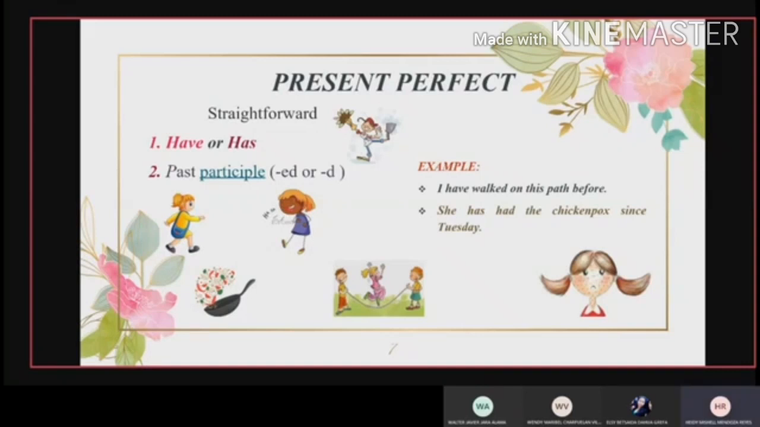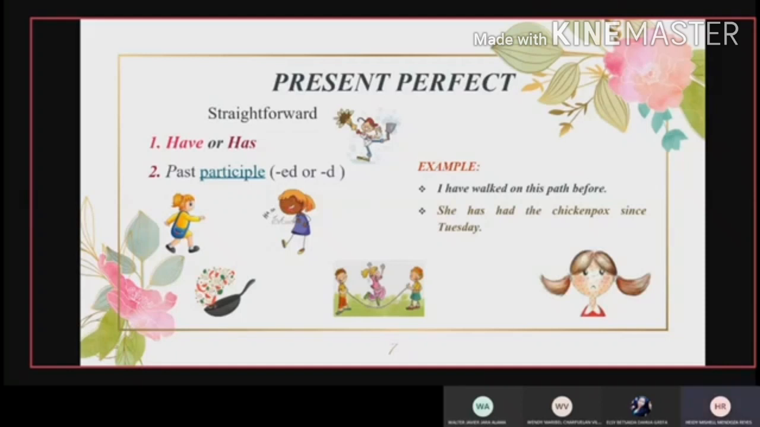Another use: the present perfect is used to describe an experience. We do not use it for a specific action. Another is the present perfect used for change over time. It is used for success or achievement.